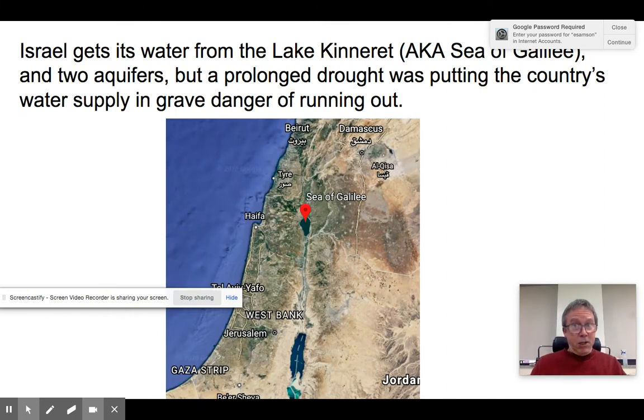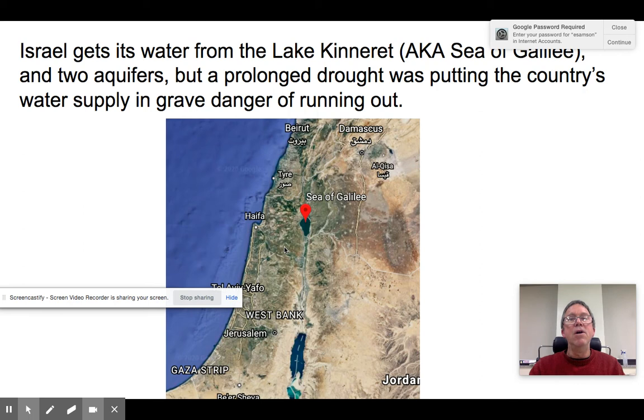So Israel is a country that's basically in a desert, and they actually have a lot of agriculture. So here's what they used to have. They had Lake Kinneret, otherwise known as the Sea of Galilee. They had a mountain aquifer, and they had a coastal aquifer. We'll talk about what happens when you pump water out of coastal aquifers in just a little bit.